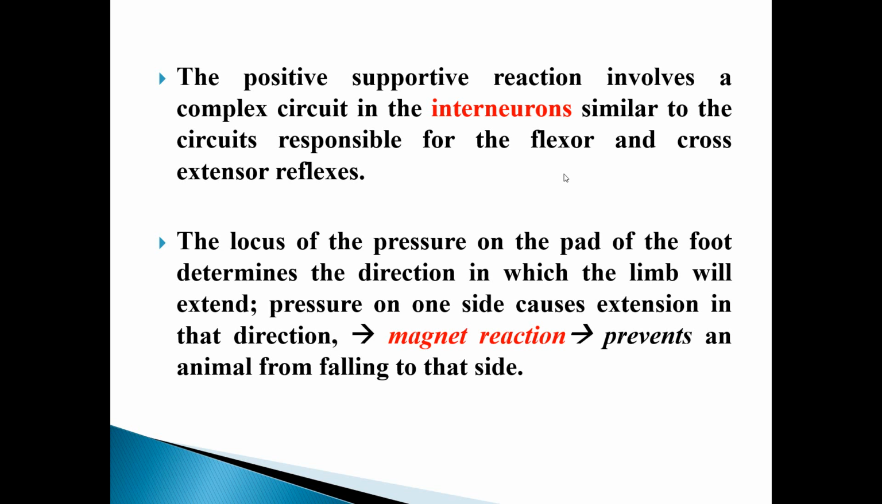The positive supportive reaction involves a complex circuit in the interneurons similar to the circuits responsible for the flexor and crossed extensor reflexes. The locus of the pressure on the pad of the foot determines the direction in which the limb will extend. Pressure on one side causes extension on that side, the magnet reaction, which prevents an animal from falling to that side.